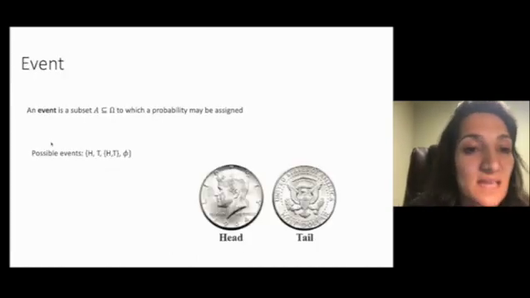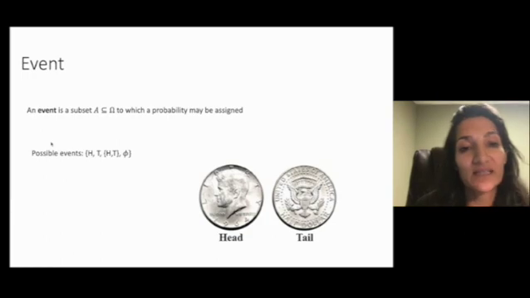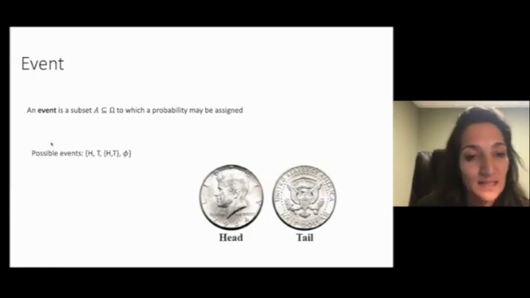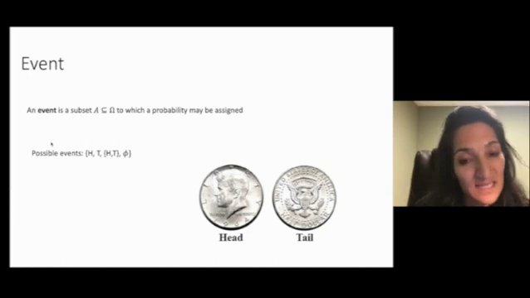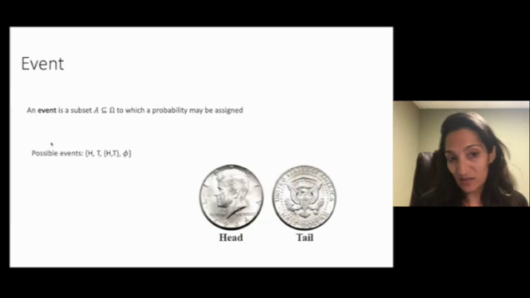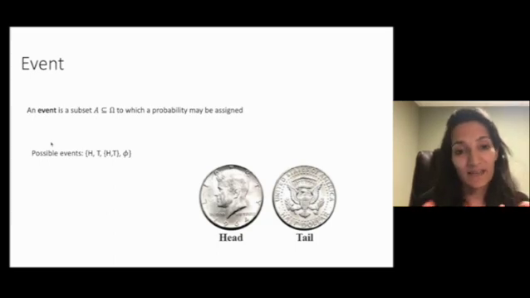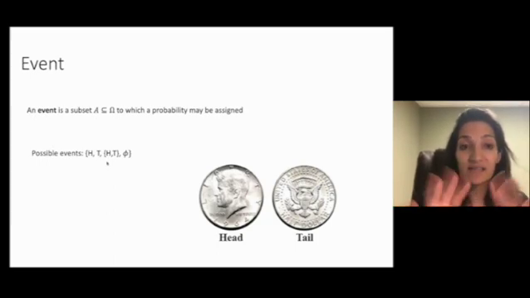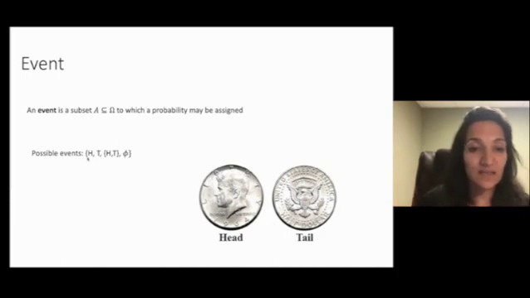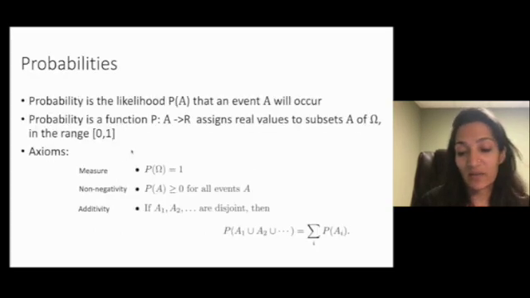Another concept is that of an event. An event is a subset of the potential outcomes to which probabilities may be assigned. Possible events in this case include heads, tails, either heads or tails, or neither. And each of these events does have a probability, or a number between 0 and 1, assigned to it. These events have probability 0.5 in a fair coin, 0.5, 1, and 0.